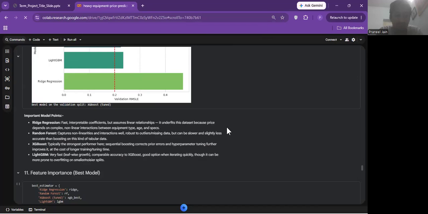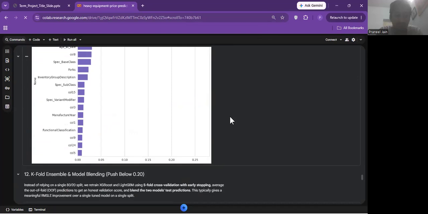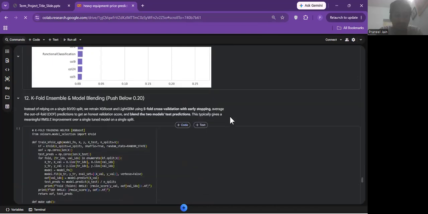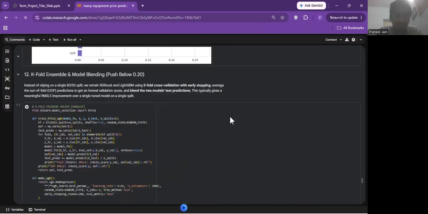The final metric was RMSLE, computed as RMSE on the log of 1 plus price scale. The best single model was tuned XGBoost, which is 0.2074. The best overall we have done is the 5-fold blend, as we can see here. We have used K-fold here, and we got 0.2034.